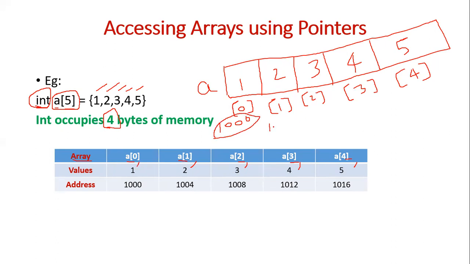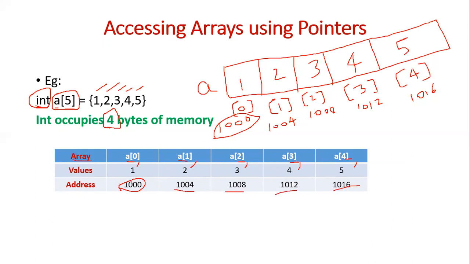So if the address of A of 0 is 1000, then the address of A of 1 will be 1004. And the address of A of 2 will be 1008. And the address of A of 3 will be 1008 plus 4, 1012. And the address of A of 4 will be 1016. Okay. So that is a typical example. If the starting address of the array is 1000, that is, if A of 0's address is 1000, then A of 1's address will be 1004, A of 2's 1008, A of 3's 1012, and A of 4's 1016.